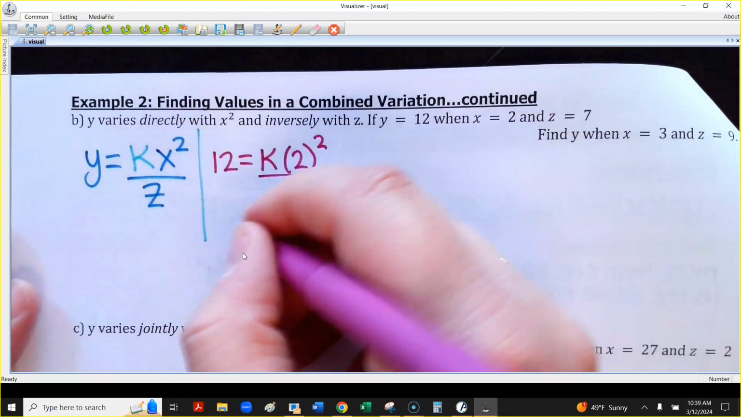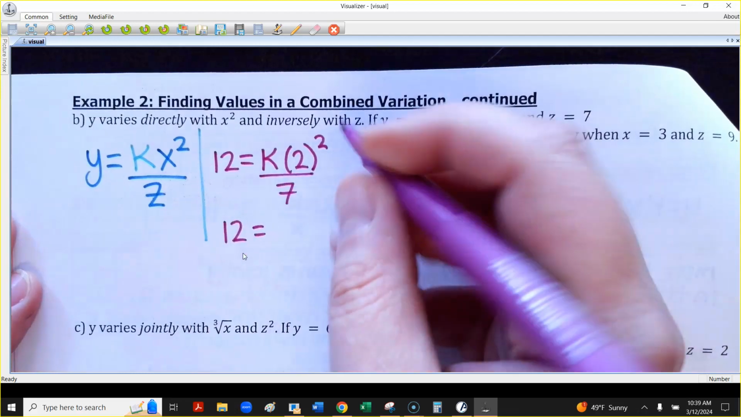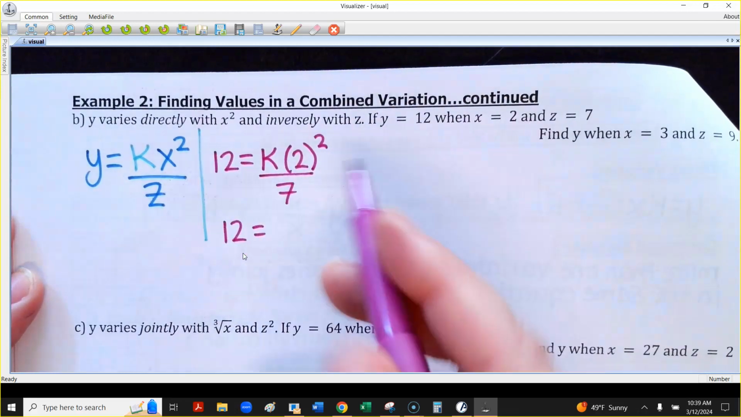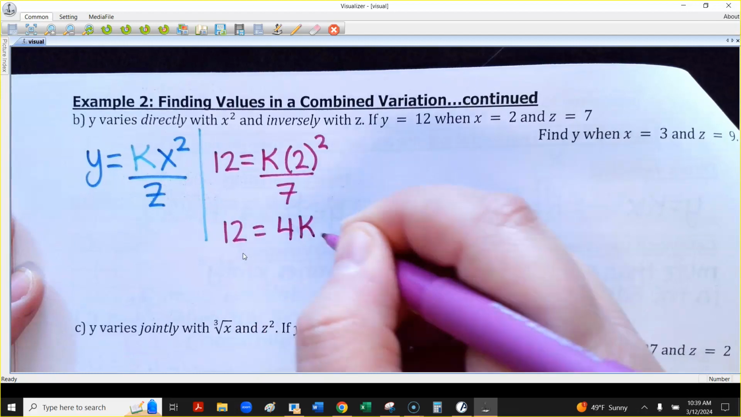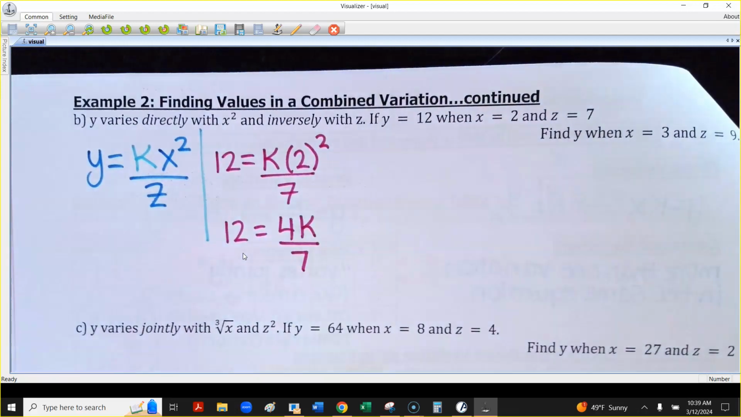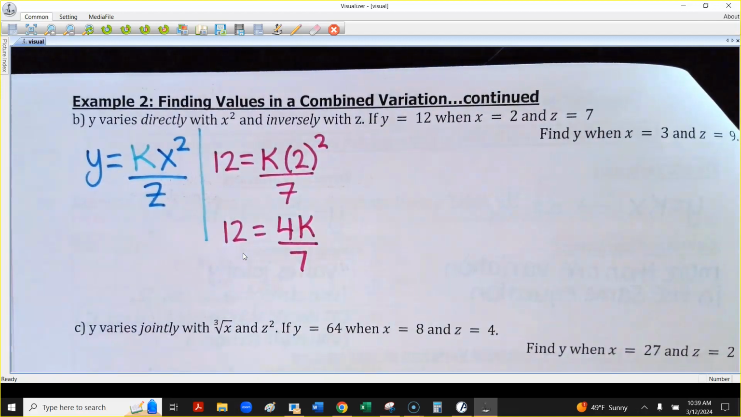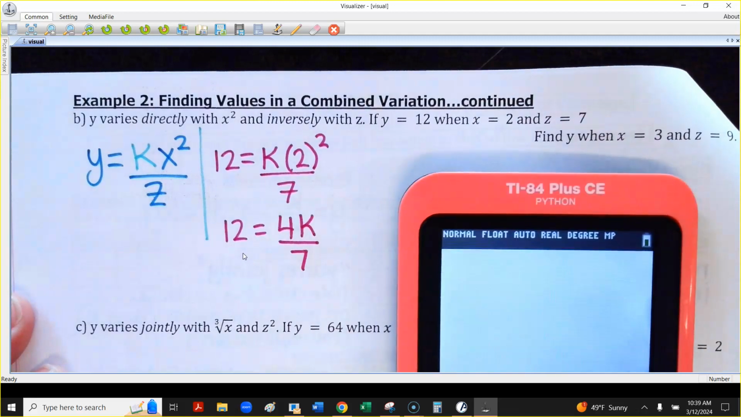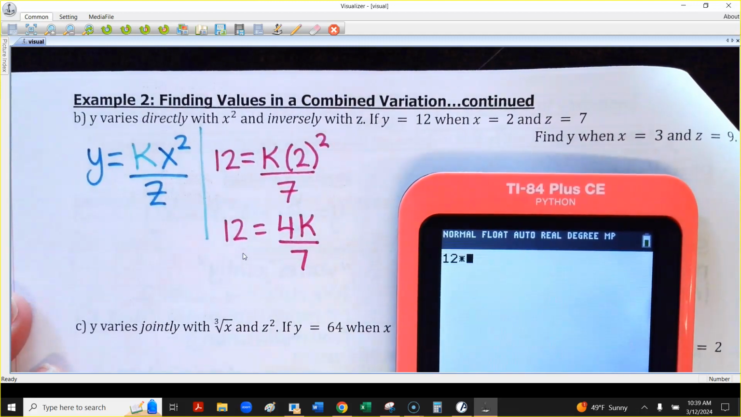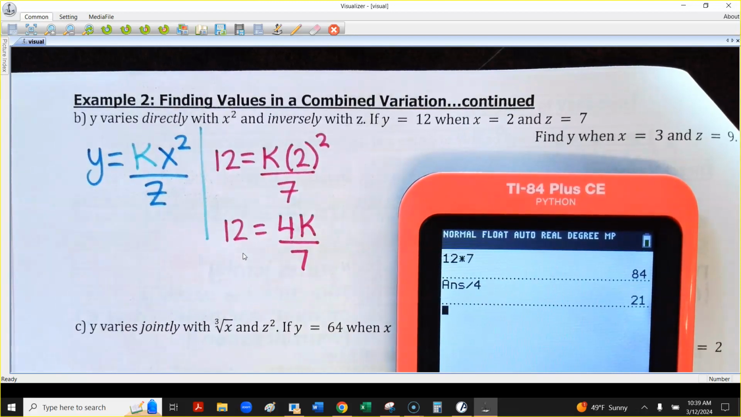All right, now, you could simplify this however you want. The top of that would end up being 4k and then over 7. There's a couple different ways. I could just multiply by the reciprocal here real quick, or I'll just do it right on my calculator screen. I'm going to take 12, multiply it by 7 to get that out of the denominator, and then that would be equal to 4k, so then I'll just divide that by 4. So ultimately, if I solve that, my k value is going to end up being 21.